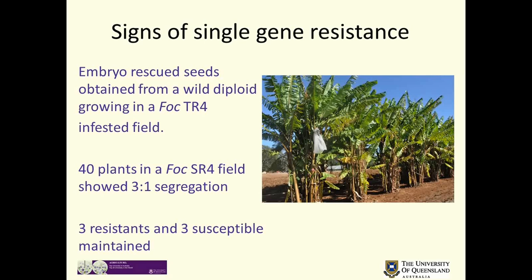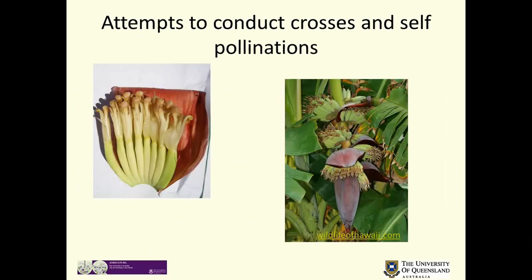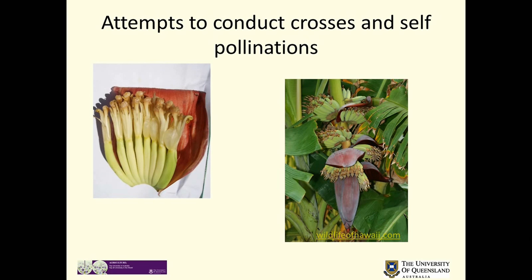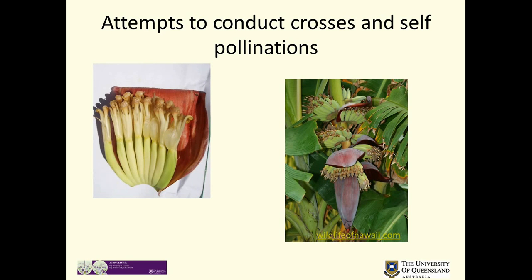So from doing embryo rescue, those original 40 plants who had this apparent 3-to-1 segregation, at that time there wasn't that much funding around, so 3 resistants and 3 susceptibles were taken back into tissue culture and maintained. This has been quite a while, and we've just been ticking it over the years. We had some plants originally at the UQ's farm at Redlands, and then when that closed down we moved them to the DPI Redlands farm.